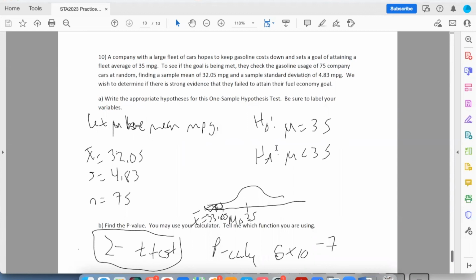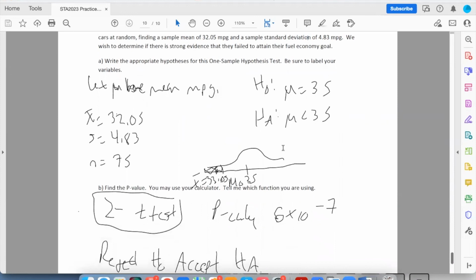Here are our hypotheses. We thought our average was 35, but the sample says no, it's less than 35. We draw our picture. See, here's our sample average. Right in the middle is 35. Our sample says we're only getting 32. We always shade a tail. Notice I shaded to the left and I wrote below.